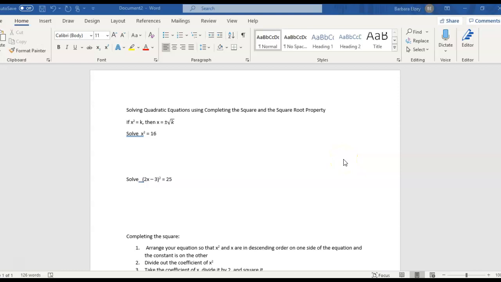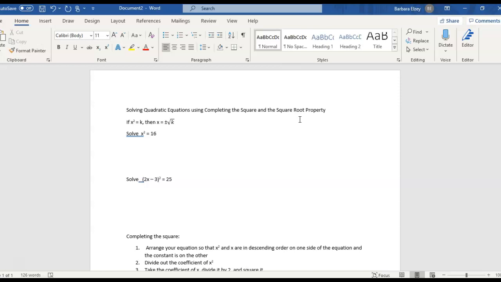In the last video, we solved some quadratic equations using factoring, but it's not always possible to use factoring. Sometimes things do not factor. So in this video and the next video, we're going to talk about two ways that we can solve a quadratic equation without factoring. In this particular method, we're going to use completing the square, and along the way we'll use the square root property.